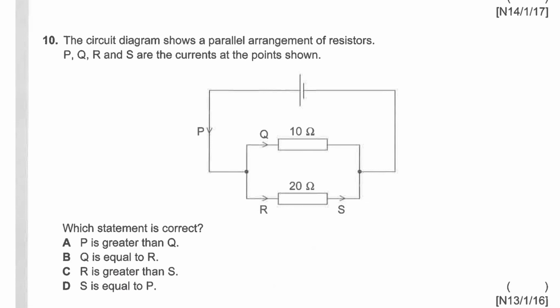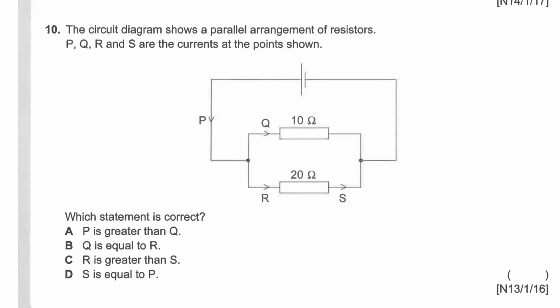And for question number 10, well, it's similar also. A few things I need you to know based on the rules. The current in R is equal to the current in S. This is what you know because in that branch there's only one path, so it's the same. And if you look at this branch versus this one, this is 10 ohms resistance.